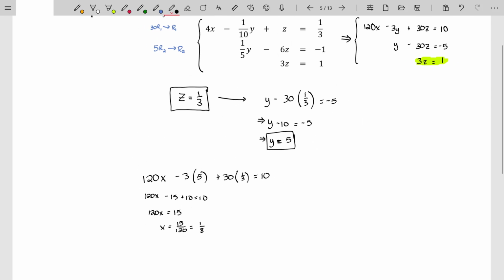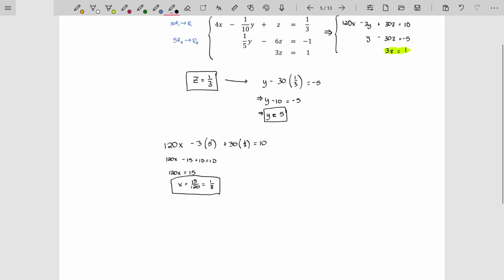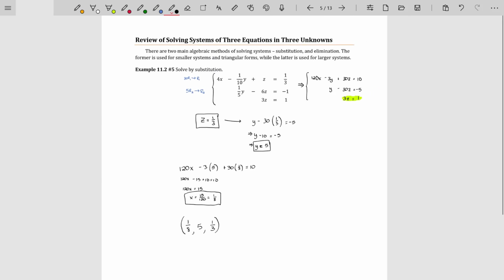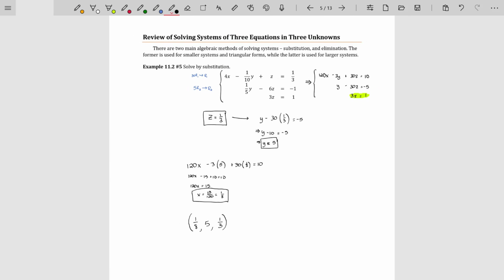And so we now have our solution set, and you should write this as an ordered triple. Whenever you get a solution, whether it's a 2x2 system or a 10x10 system, you should write it as an ordered n-tuple. In this case, since we have a 3x3 system, it'd be an ordered triple. If it was a 10x10 system, you'd have an ordered 10-tuple. All right, so the x value is 1/8. The y value for the solution is 5, and the z value for the solution is 1/3. There you go. Completely solved via back substitution, or what we would normally just call substitution.